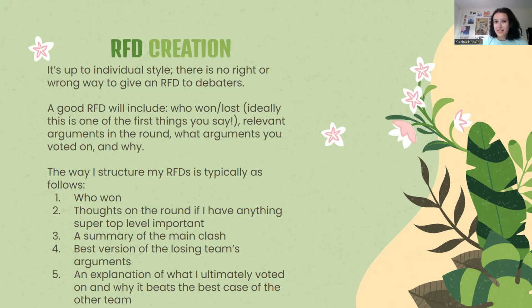It should include relevant arguments in the round. It should include what arguments you are voting on and why you voted on those arguments. The way that I structure my RFDs is typically as follows. Feel free to steal it. Feel free to adapt it. Feel free to do it however you want.